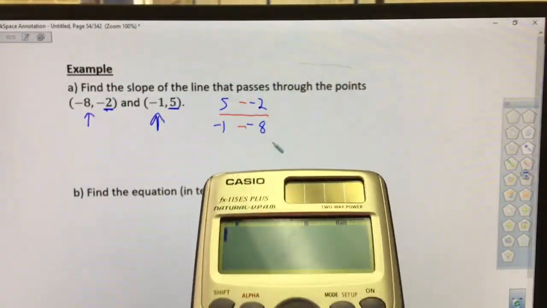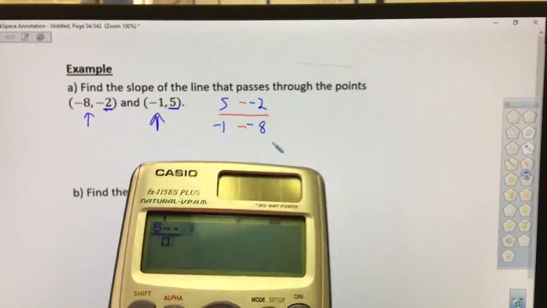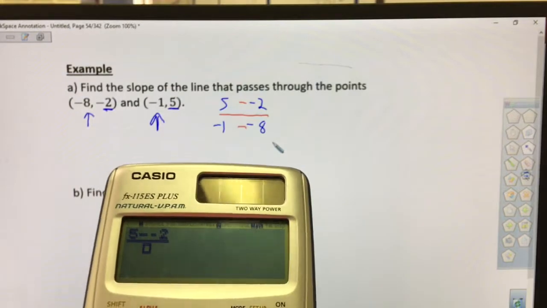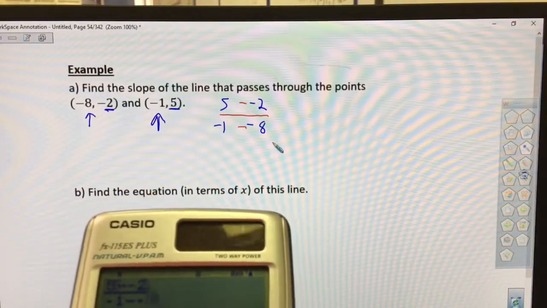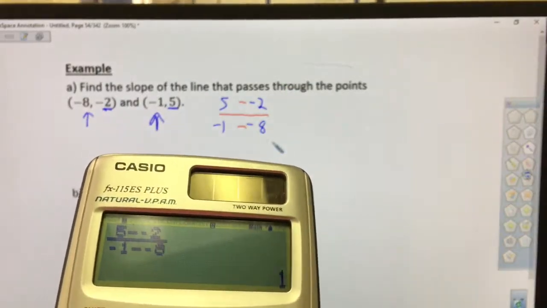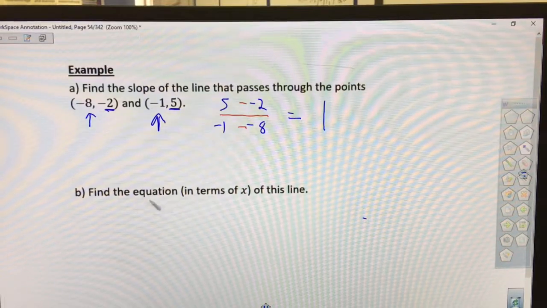So you want to type in the fraction bar, then enter that in like it looks. 5 minus negative 2, down arrow, negative 1 minus negative 8. And the calculator will generate the simplified for you. Did you get one? Yeah. All right. Now, the slope is 1, and it wants the equation in terms of x.